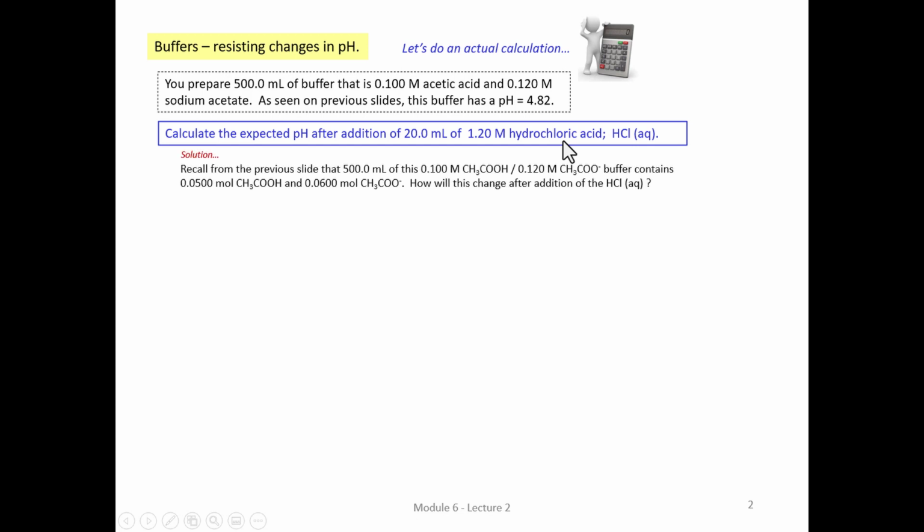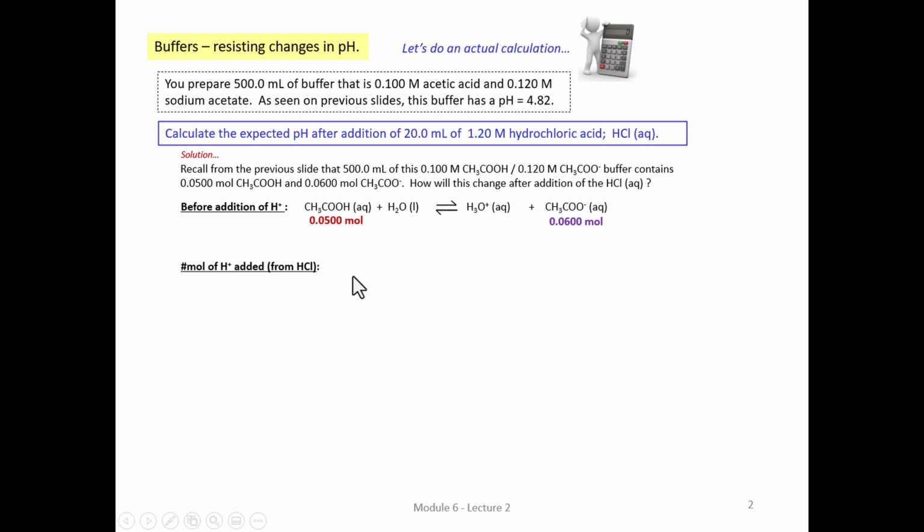We can actually recall from the previous slide that 500 milliliters of this buffer contains 0.05 moles of the acid form and 0.06 moles of the base form, and so we're asking how will this change after addition of the 20 milliliters of 1.2 molar hydrochloric acid? Well, before addition of any hydrogen, what's going on? We'll write our equilibrium here. There's 0.05 moles of acetic acid, 0.06 moles of acetate.